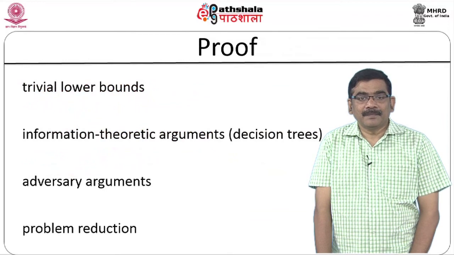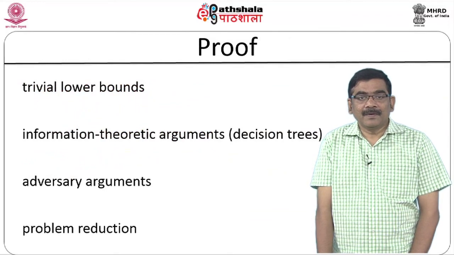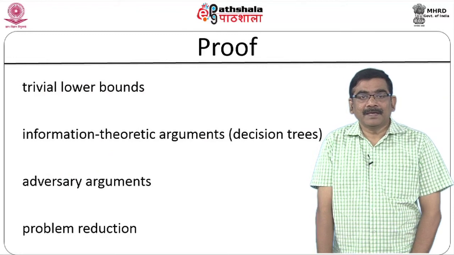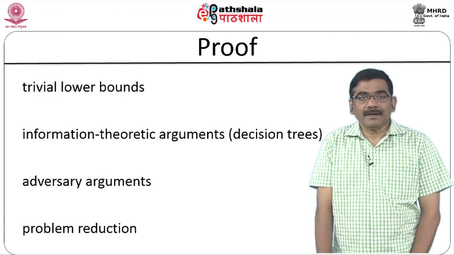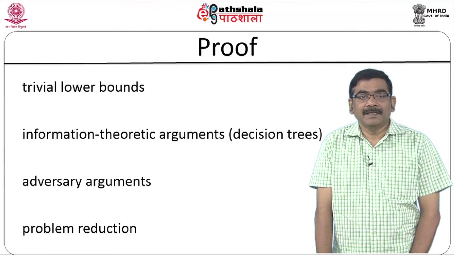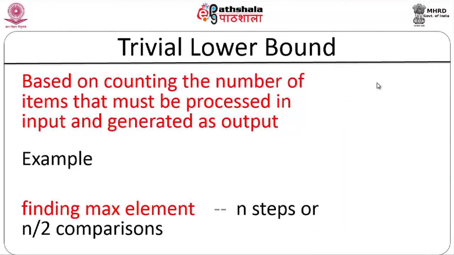What is the proof? Once you have the lower bound and upper bound, you can prove them by means of certain proof strategies. These are some of the proof strategies that are available. One is called the trivial lower bound, next is the usage of decision trees, third one is called the adversary argument, and fourth one is called problem reductions. So, these are proof techniques.